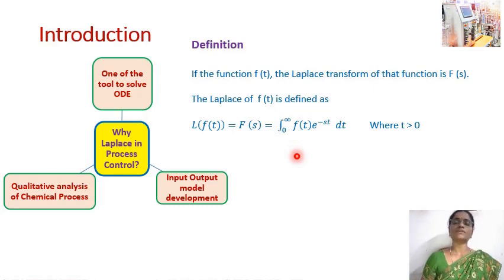If you take f of t as a simple function, then the Laplace transform of that function is capital F of s. The function f of t is in the form of t, but the Laplace transform of that function will be in the form of s. So what is the definition of Laplace transformation? L is nothing but the Laplace operator. L of f of t is nothing but the integral from 0 to infinity of f of t e power minus st into dt, where the given condition is that t should be greater than 0.